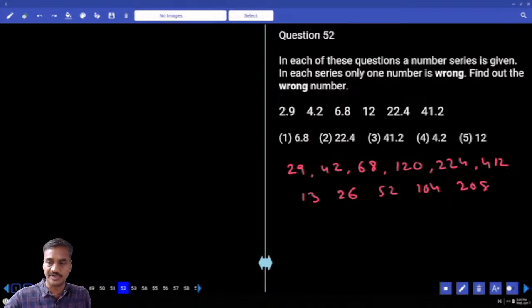And 208, 24 plus 8, 32 should be the number. And so what is the wrong number? 412 is the wrong number, that is the choice. Then differences are multiples of 13.